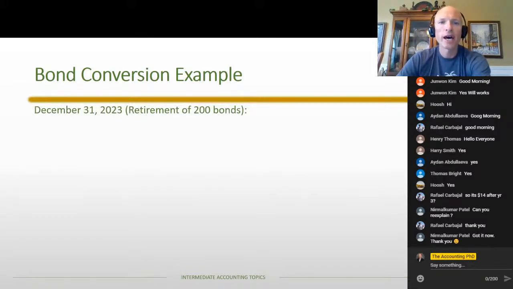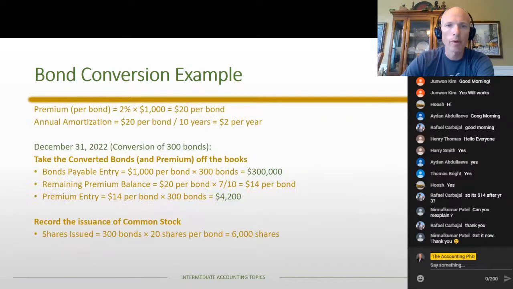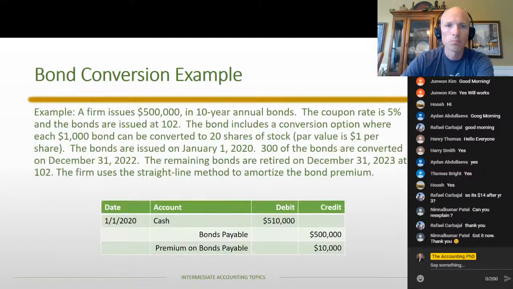So now we're going to retire the remaining 200 bonds. And so we have to continue to go forward, right? So now we've got to think, okay, another year has passed. And so there would have been another year of amortization, another year of interest payments, all those things would have happened. And so now we have to imagine where we are at this point in time when we retire those bonds. I don't want to go too crazy here, but there's a lot of information in this example.